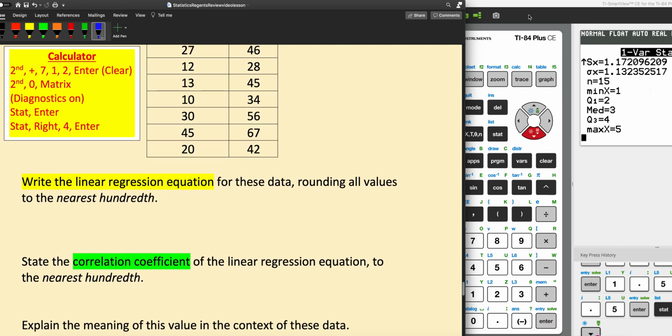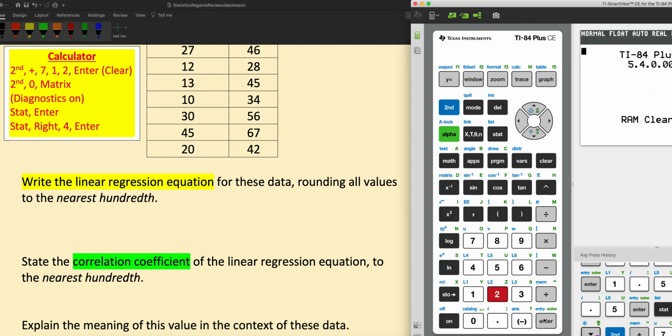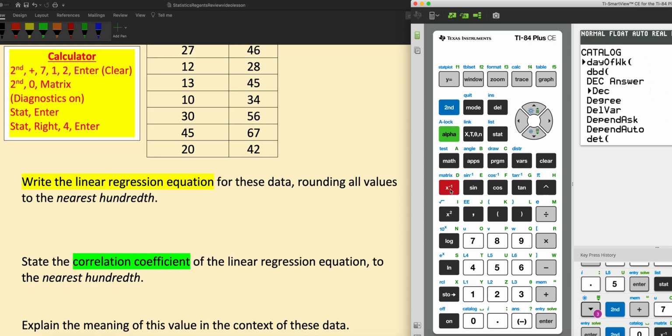Here are the buttons before you do anything, clear it. Second, plus 7, 1, 2, enter. Let's put diagnostics on right away. I failed to do that last time. Scroll down. Remember, when you put diagnostics on, guys, you have to hit enter twice to lock it in. Now it's stat enter.